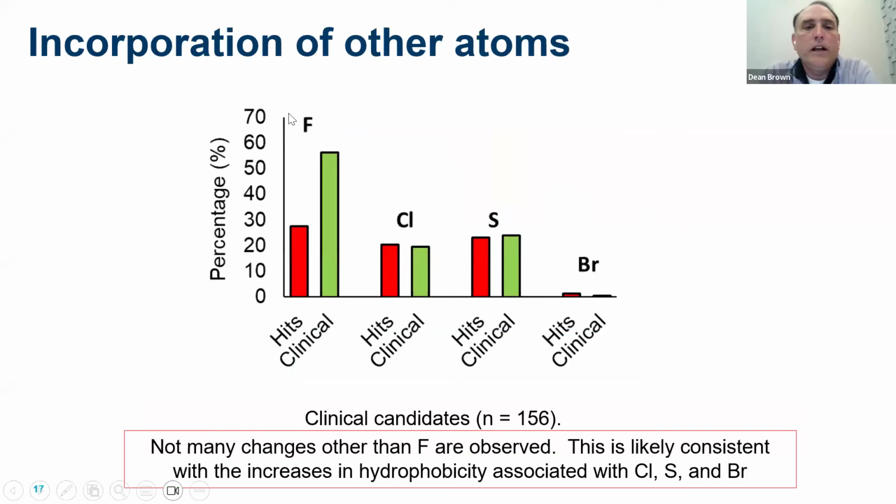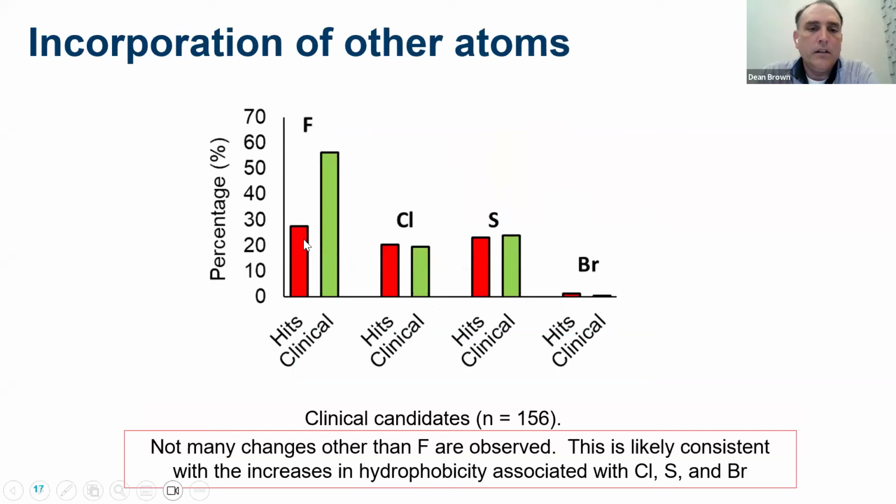What about incorporation of other atoms? This is the same sort of analysis, right? Here I didn't distinguish between known and random. I just bunched it all together. We have hits here in red. So 30% of the hits have a fluorine atom on there. 60-some% of clinical candidates have a fluorine atom.